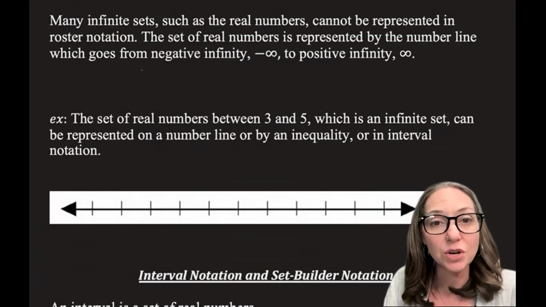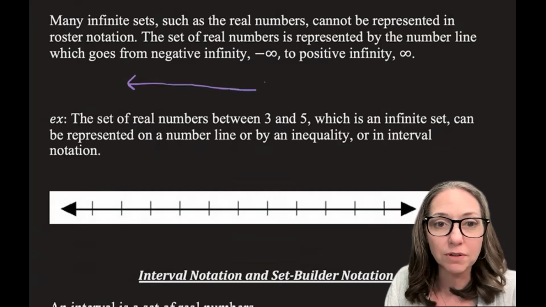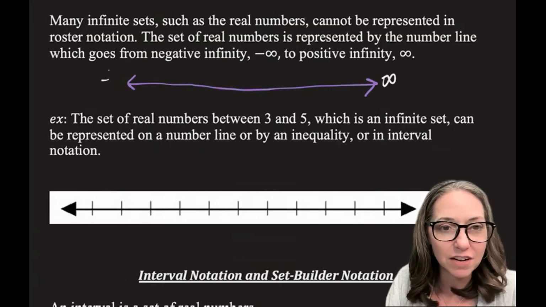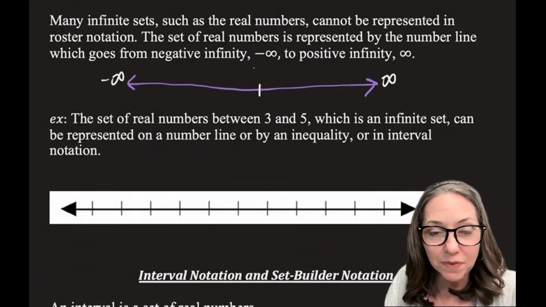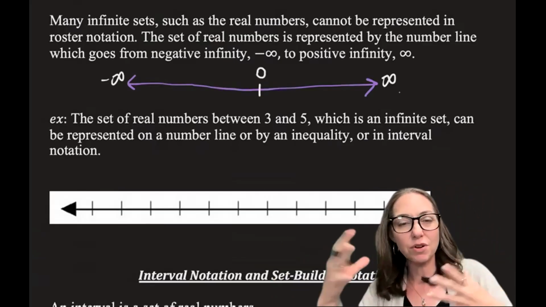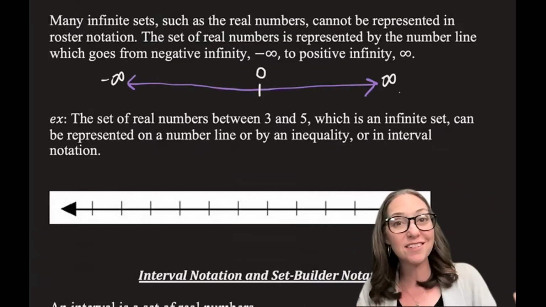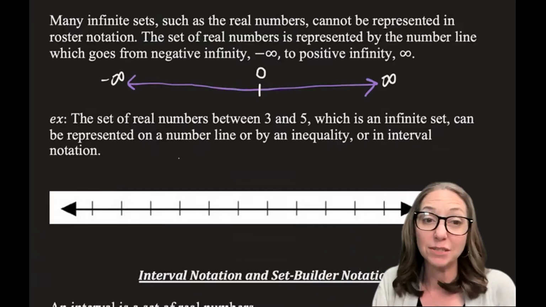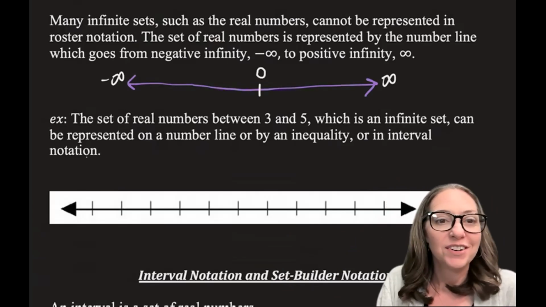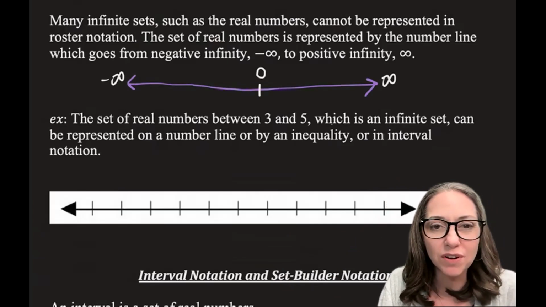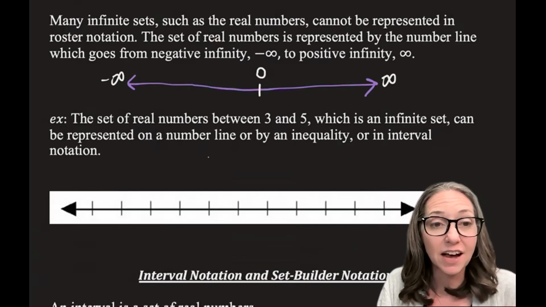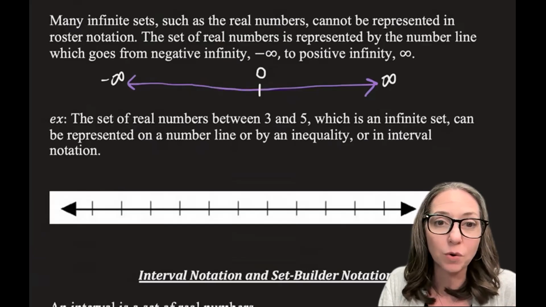One thing we can do is draw a little number line, and we can just represent it as the set of all numbers from positive infinity to negative infinity. Usually negative infinity is on the left, positive infinity on the right. And you can talk about all of those numbers. This is decimals, fractions, positives, negatives, anything that's not imaginary, right? So the set of real numbers between 3 and 5, which is an infinite set, can be represented on a number line or by an inequality or an interval notation.